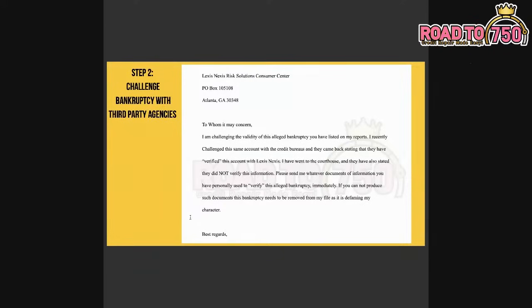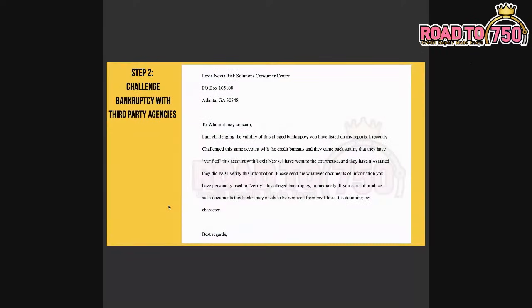You will send this to LexisNexis, ARS, or SageStream, whichever one has your bankruptcy listed on your consumer report from their company. This is why I told you guys to request your consumer reports first to determine which third party agencies that you even have to send this letter to. Let's say your bankruptcy is reporting on ARS and LexisNexis. You would then send this letter to both ARS and LexisNexis, right? Yes, this is all included in my bankruptcy bundle online.